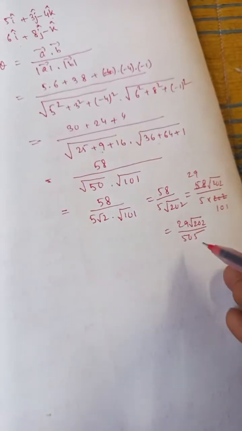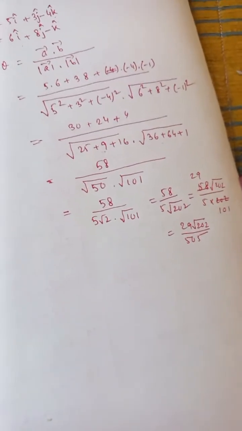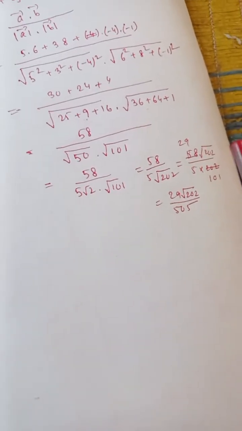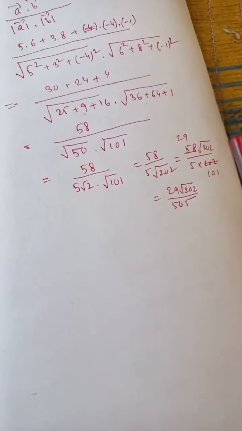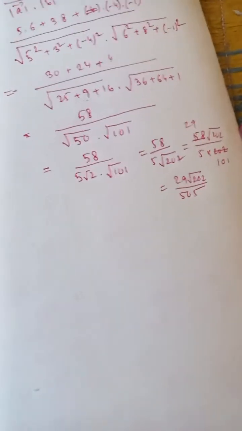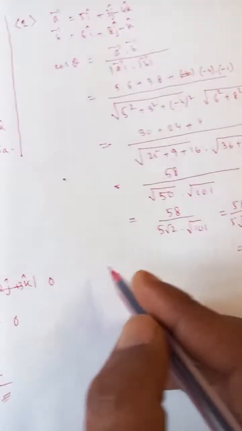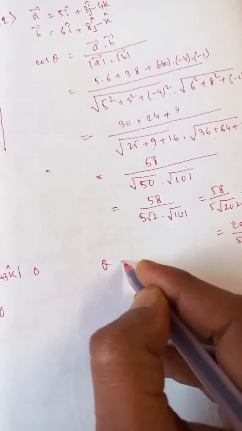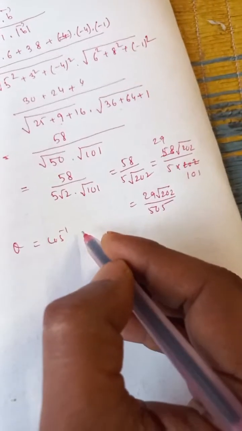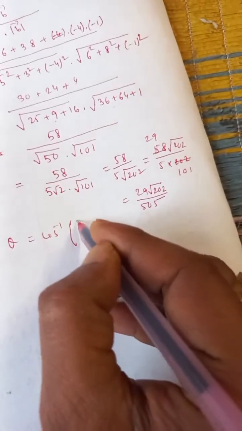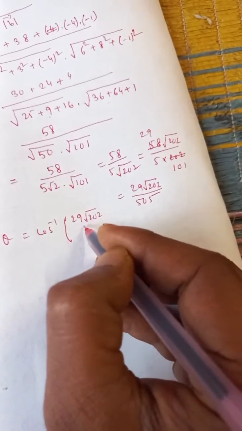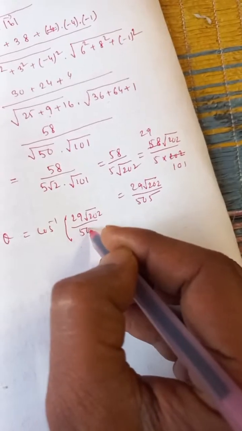So we can find out theta from this. From this theta can be found out. Theta will be cos inverse 29 root over 202 by 505.